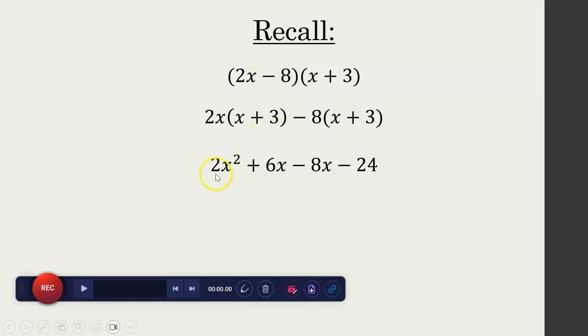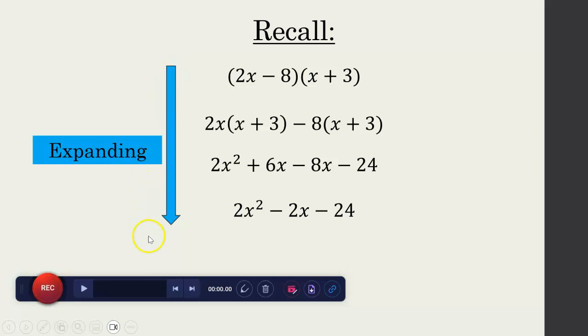So what do we do now? I have 2x squared plus 6x minus 8x minus 24. Can't do anything with this x squared. I can't do anything with this constant, with the number. However, I have 6x and minus 8x here. Well, I can add them together. So what's 6 minus 8? Well, that's going to be minus 2. So I have minus 2x left over.